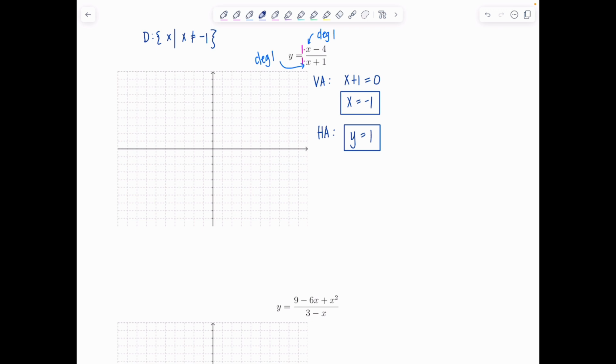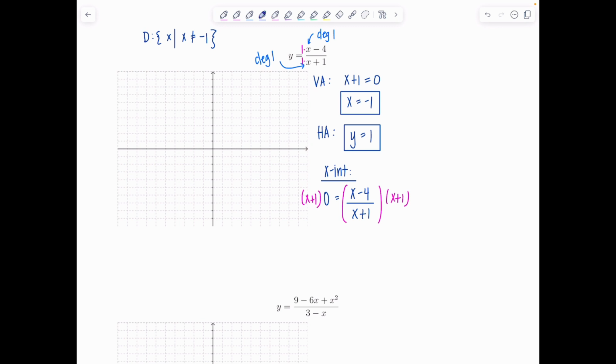We doing okay? Now let's find the x-intercept and y-intercept. So for the x-intercept, we're going to set y equal to 0. So we have 0 equals (x minus 4) over (x plus 1). Multiply both sides by x plus 1.